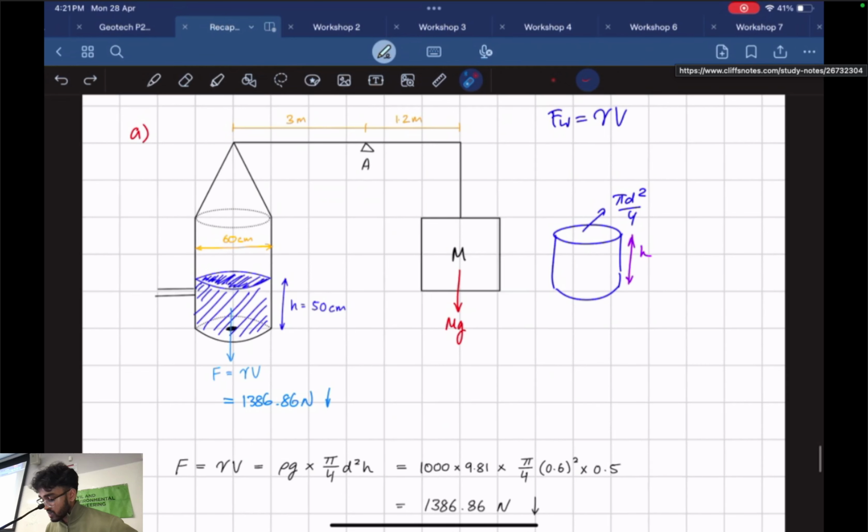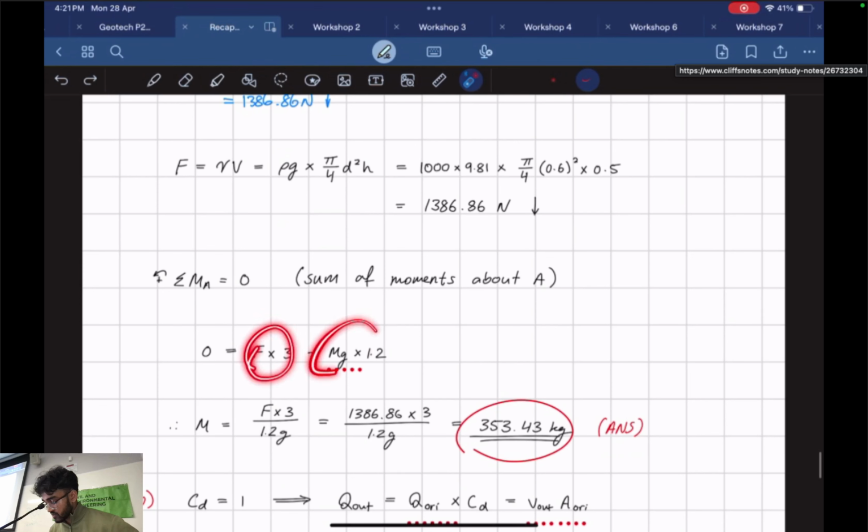So, at the moment, I should probably go through it. Over here, it's going to cause an anti-clockwise rotation, so it's going to be positive. This one's going to cause a clockwise rotation, so it's going to be negative. So positive, negative, and then you just solve for m.